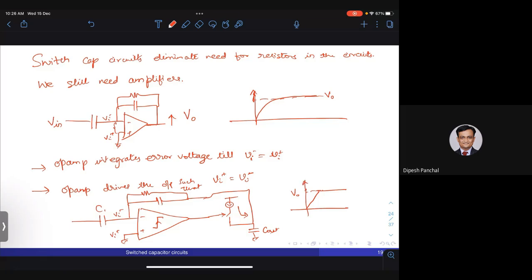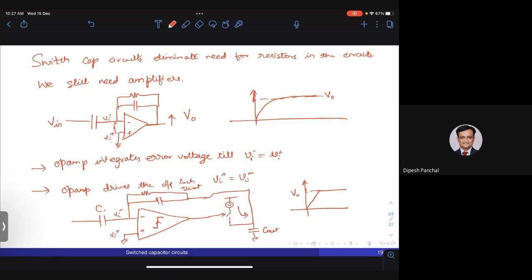So instead of driving the output in such a way that Vi plus becomes equal to Vi minus, we use a comparator and check the sign of Vi plus and Vi minus and either charge the output upwards or downwards until Vi plus becomes equal to Vi minus, detect that, and then disconnect the circuit and stay where you are. Basically we avoid the use of op amps and use only switches and comparators to do the operation of integration.